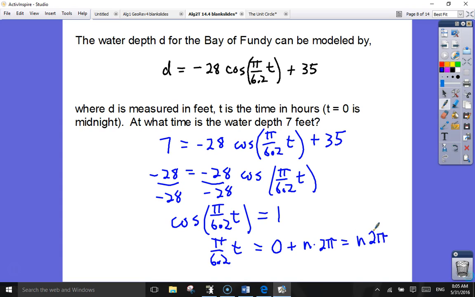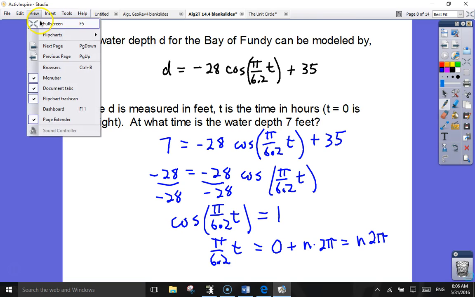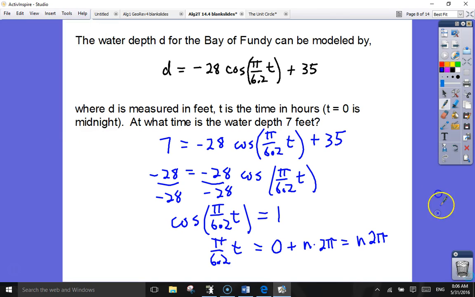Okay, but we still haven't solved for the t. How am I going to solve for t since it's being multiplied by pi over 6.2? Multiply by 6.2 over pi. I was trying to move this down, but I don't see where the page extender is. It says it's there, but I don't see it. Okay, so I'll just do it over the side here. So t is going to equal 6.2 over pi times n times 2 pi.